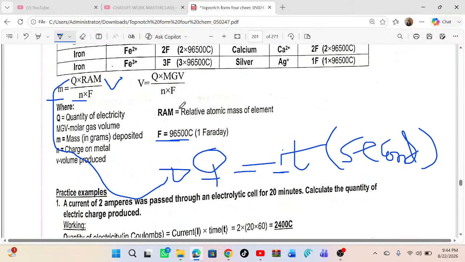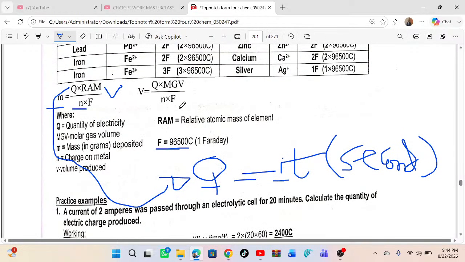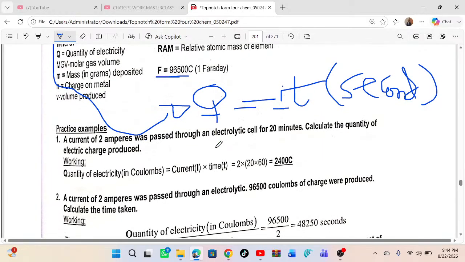So sometimes unaweza pewa gas sasa. Ukipewa gas, mahali ya RAM utaandika molar gas volume. And that's all. Formula iko the same tu zote. Lakini the difference is mahali ya RAM unaandika molar gas volume. And then wakati kwa gas hatutafuti mass, tunatafuta volume. So mahali ya mass unaweka volume, mahali ya RAM unaweka molar gas volume. First tufanye maswali 1 2 3.